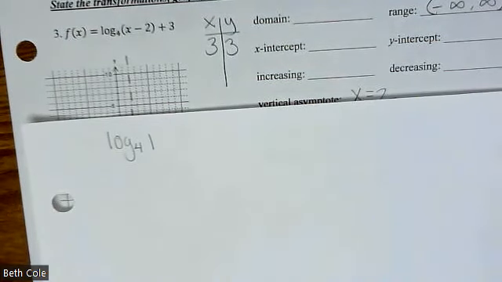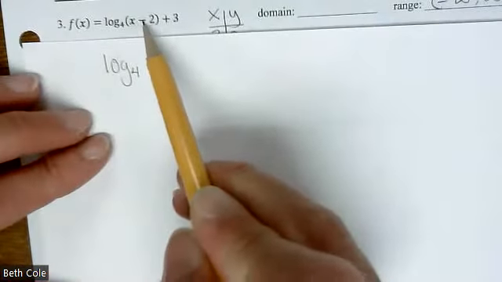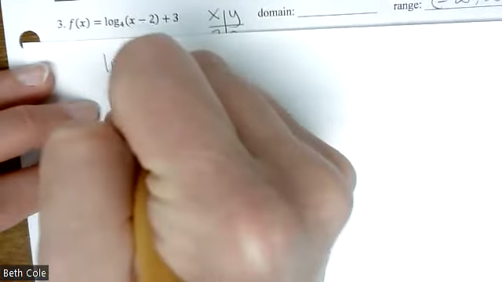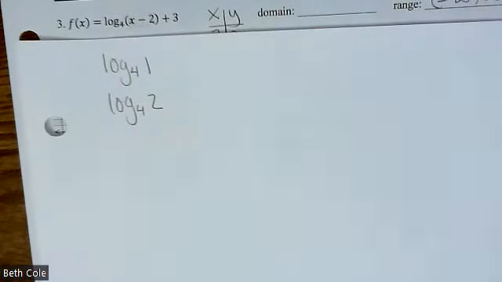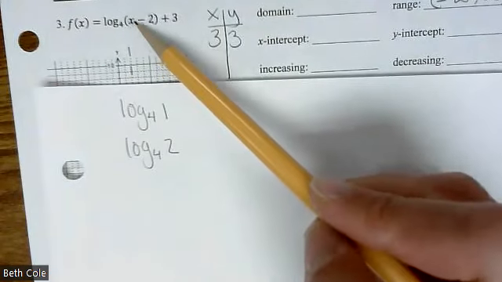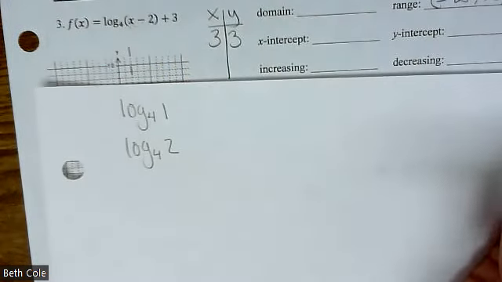Now I want a couple more points. So let's try another number. What do you want to try? Now, if you try 4, 4 minus 2 is 2. You get log base 4 of 2. That's asking you 4 to what power gives you 2. I would not do that one. Let's try something different. Well, if you plug in 1, 1 minus 2 is going to be negative, and you can't log a negative. So those aren't options.